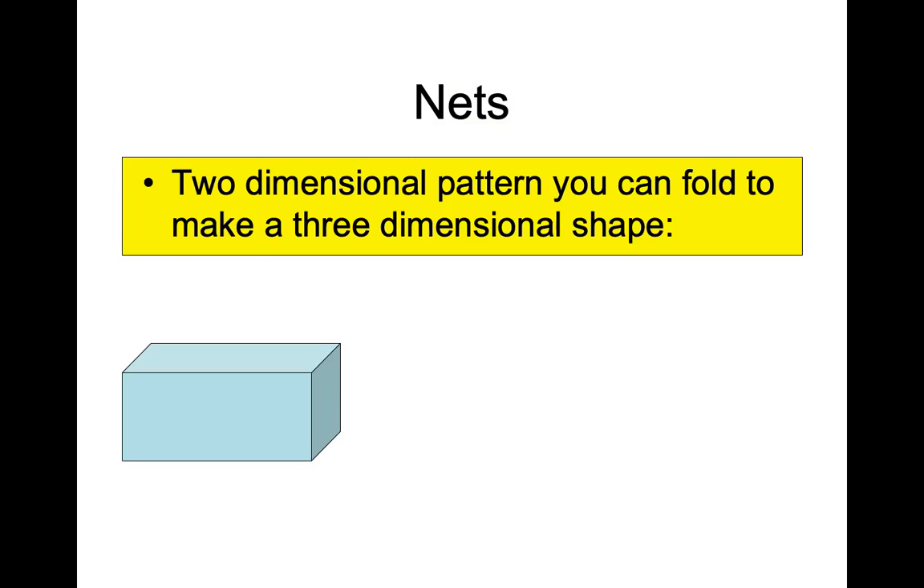I started off this idea about net. Remember, this isn't a math word, but we talk about the skin of the object, right? The skin of the object is on the surface. That's not a mathematical term, but we talk about the surfaces. Sometimes you have flat surfaces, sometimes you have curved surfaces. And what we talk about is what is the area.